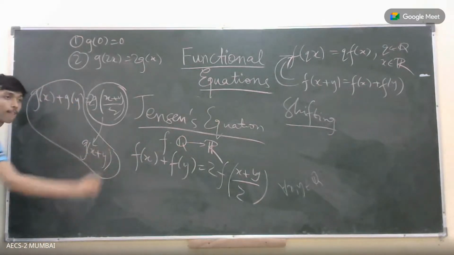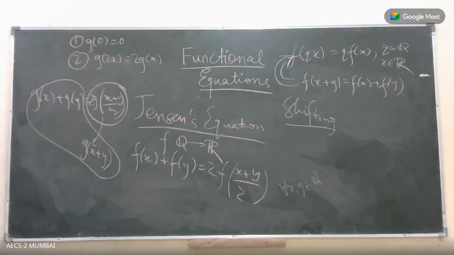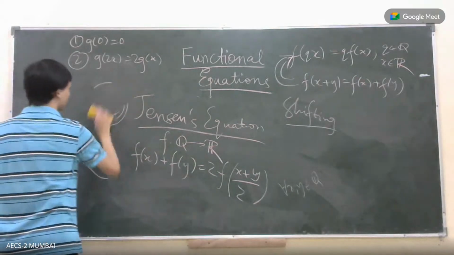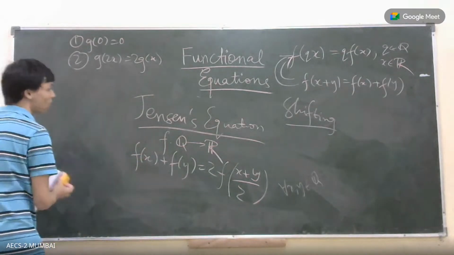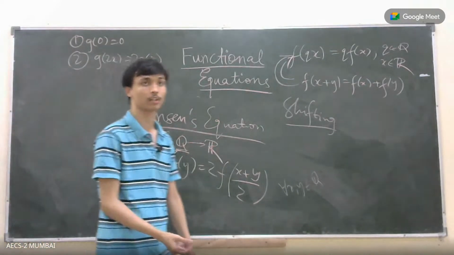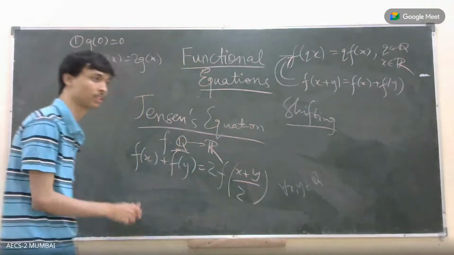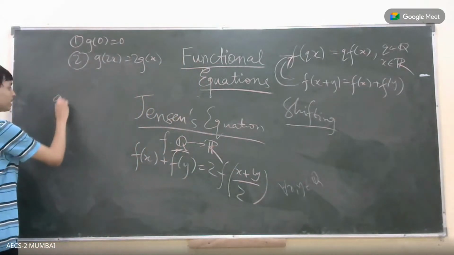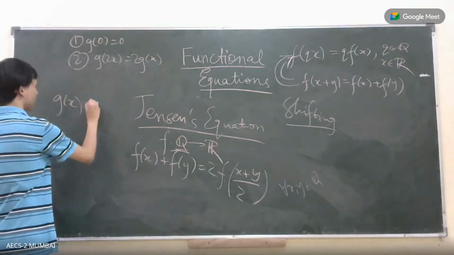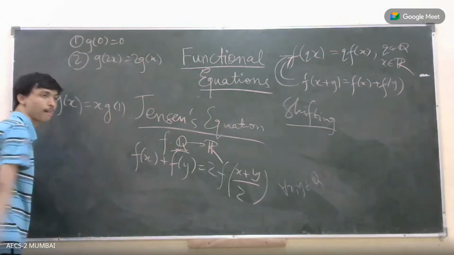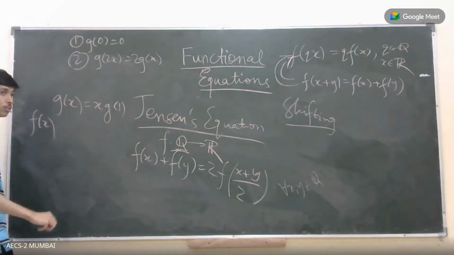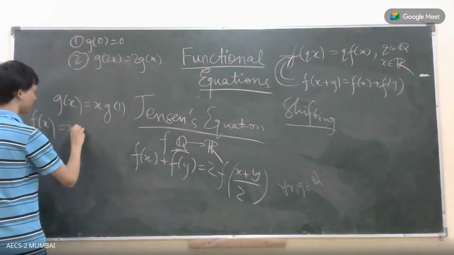What do you get? G actually satisfies Cauchy. So what does that mean? And the codomain of G is Q. So G is a function with domain rational numbers and it satisfies the Cauchy equation. So what do we get? Gx equal to what? x g1. Which implies fx equal to what? x g1 plus f0.